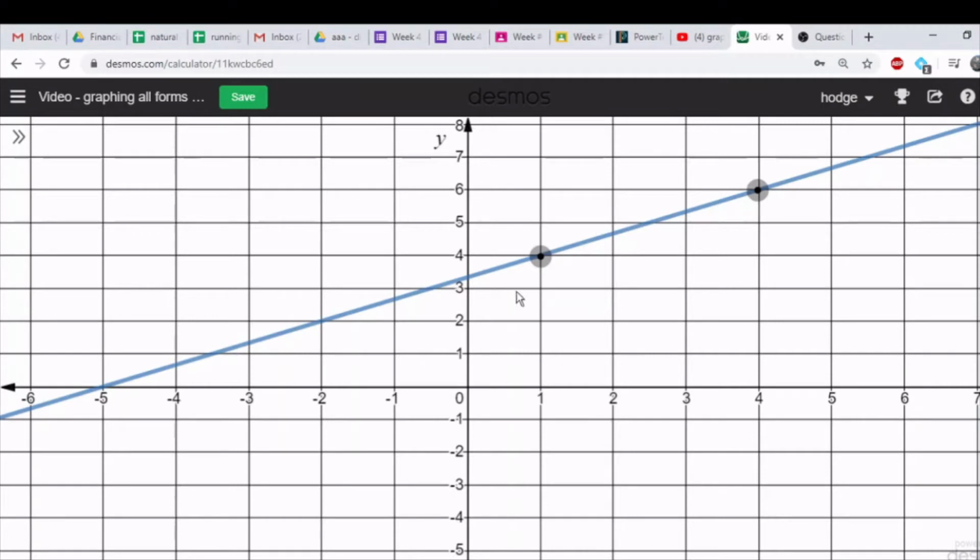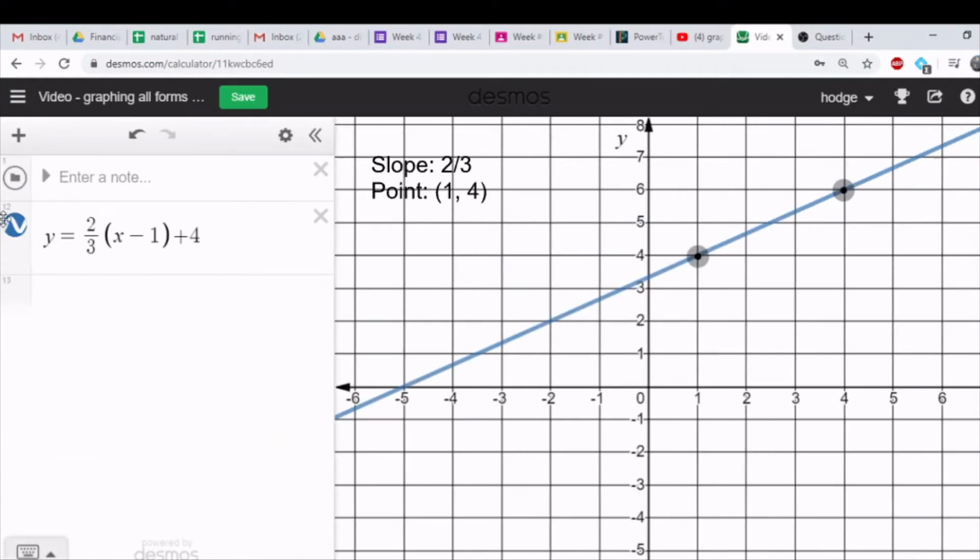The slope for this line is going to be up 2 units and over 1, 2, 3. So the slope is 2/3, and a point that would go with this is (1, 4). That's all I need to get my equation. My equation is right here.